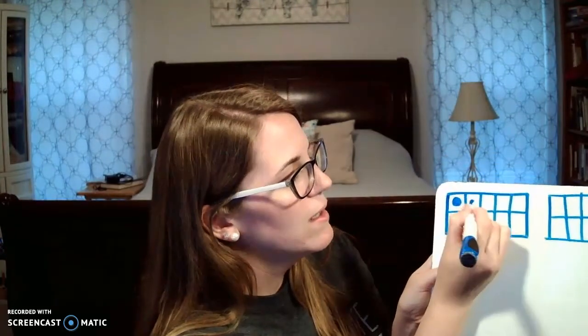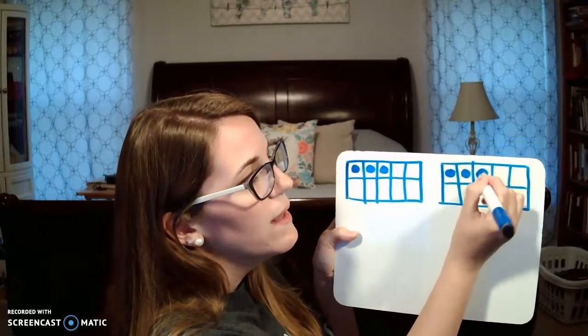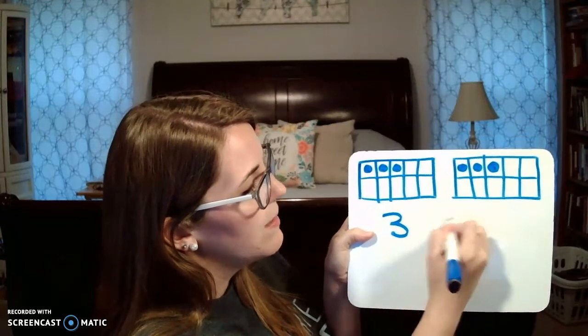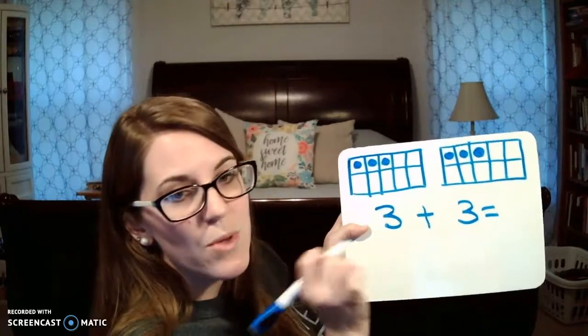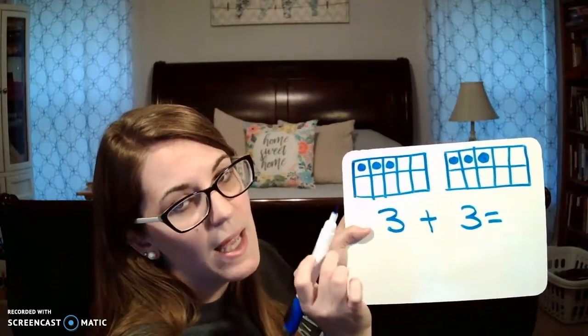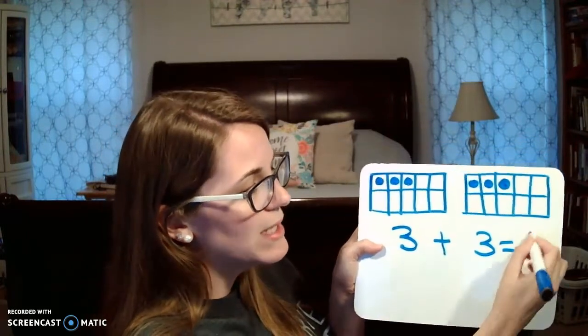So let's say that I have 3 in this tens frame. That would mean that my next tens frame would also need to have 3 because we're working with doubles. These are numbers that are the same. So I put my 3 and my 3. I'm adding them together. And if I don't know it already, I can count my dots in my tens frames together. 1, 2, 3, 4, 5, 6. So 3 plus 3 is 6.